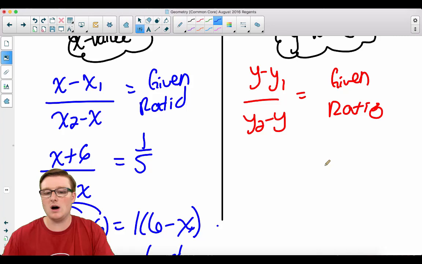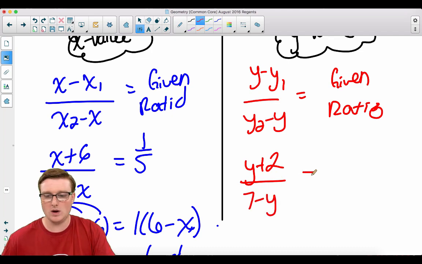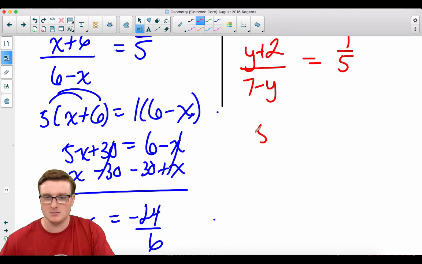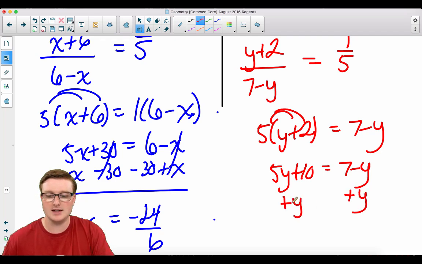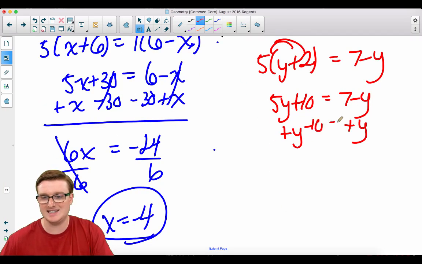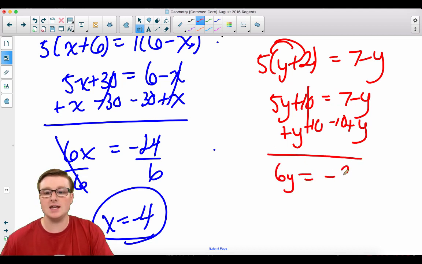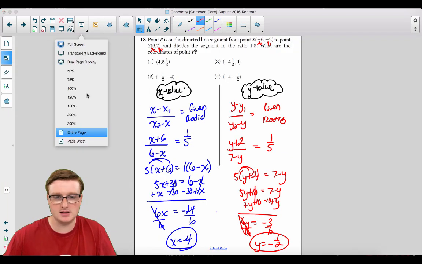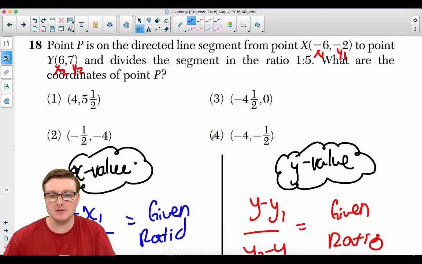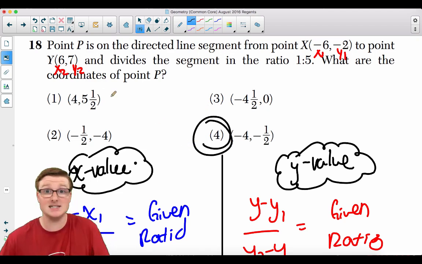Now we're going to do the same thing for the y values, except just use your y coordinates. So we get y plus 2 over 7 minus y is equal to the given ratio of 1/5. Cross multiply, so we get 5 times y plus 2 is equal to 7 minus y. Distribute that 5, we get 5y plus 10 is equal to 7 minus y. Add the y on both sides, and I'm going to subtract that 10. So we get 6y is equal to negative 3. Divide by 6 on both sides, and you get y is equal to negative 1/2. And the correct answer for this, negative 4, negative 1/2, is choice 4. Then that is the correct answer for number 18.